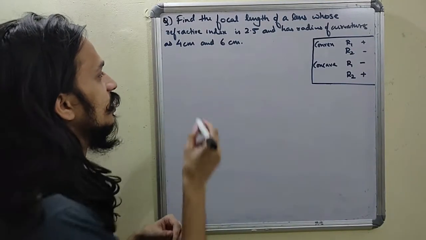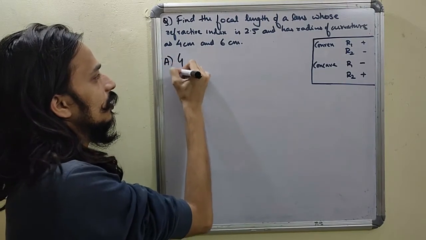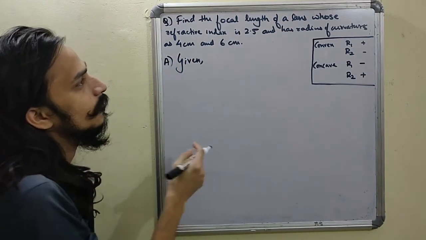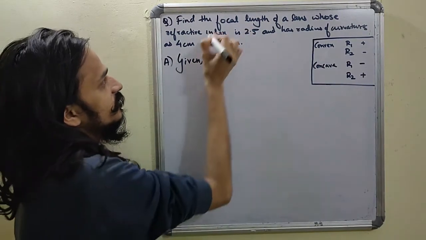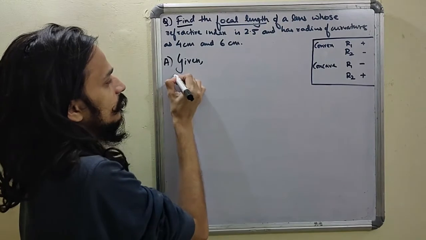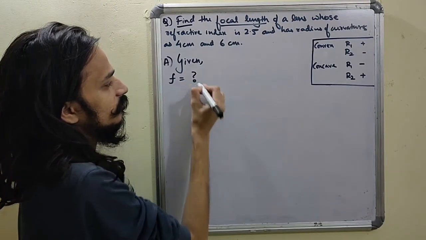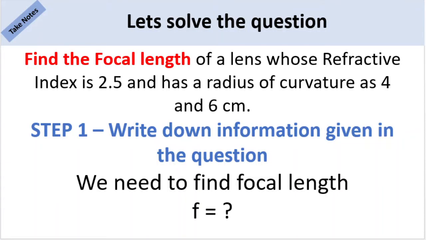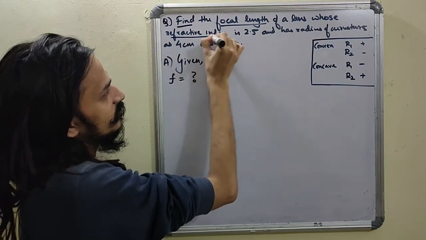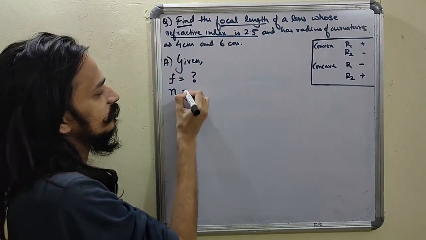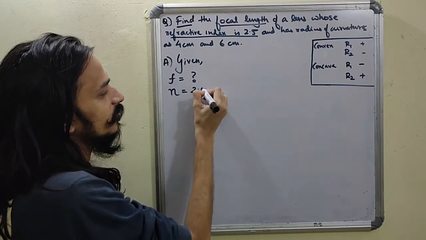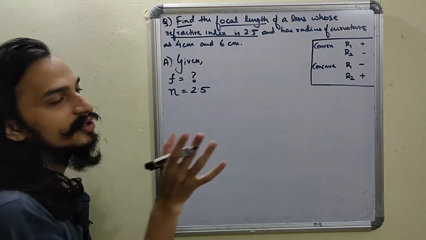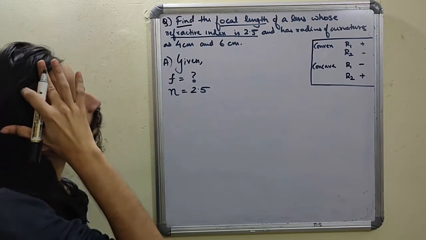As with any sum, we'll start with the given. We look at what is given to us. We need to find the focal length. It's saying find the focal length, meaning f is unknown. Whose refractive index is 2.5. So I know that n value is given to me, which is nothing but 2.5. Now n does not have any units.